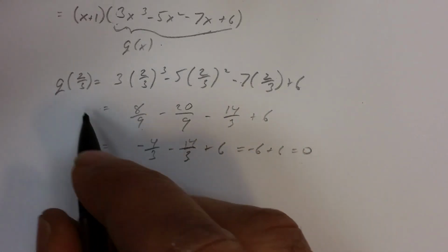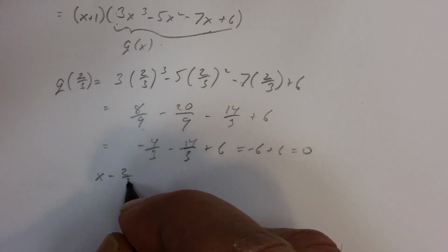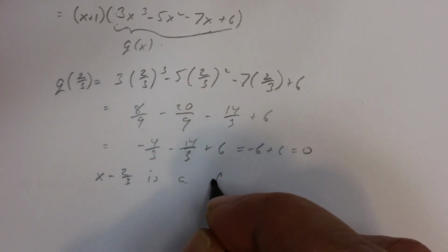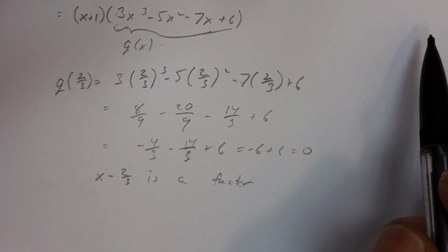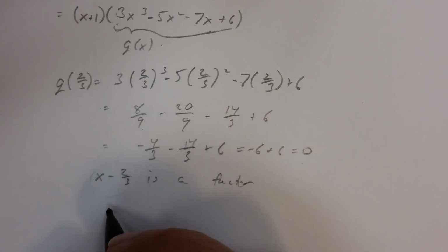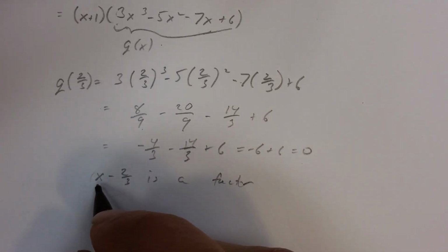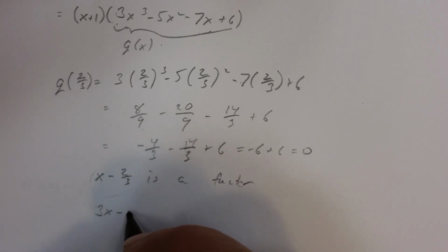So that tells us that x minus 2/3 is a factor. Now I'm not going to leave it as x minus 2/3 because that would make the division quite difficult. I'm going to multiply this whole thing by a factor of 3, so 3 times x is 3x, 3 times minus 2/3 is minus 2. So I'm going to divide by 3x minus 2.